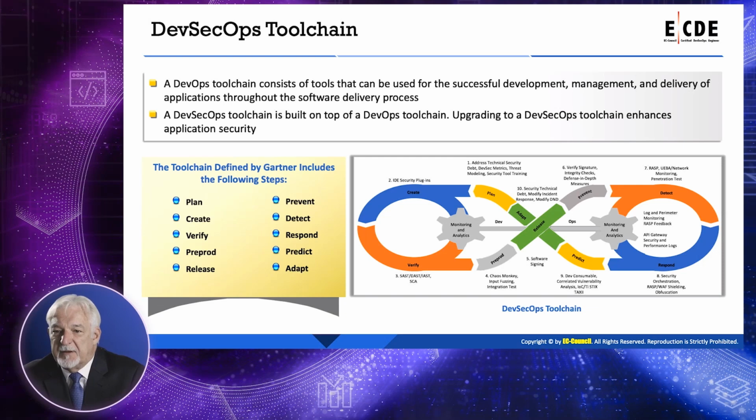So then we get up into the adapt stage, where security technical debt is looked at again, and we modify our incident response and modify D&D. At that point, we start the plan over again. So you can see that we work through this entire cycle from a zero point to a fairly mature point where we can predict and adapt what we need to do to protect the environment.